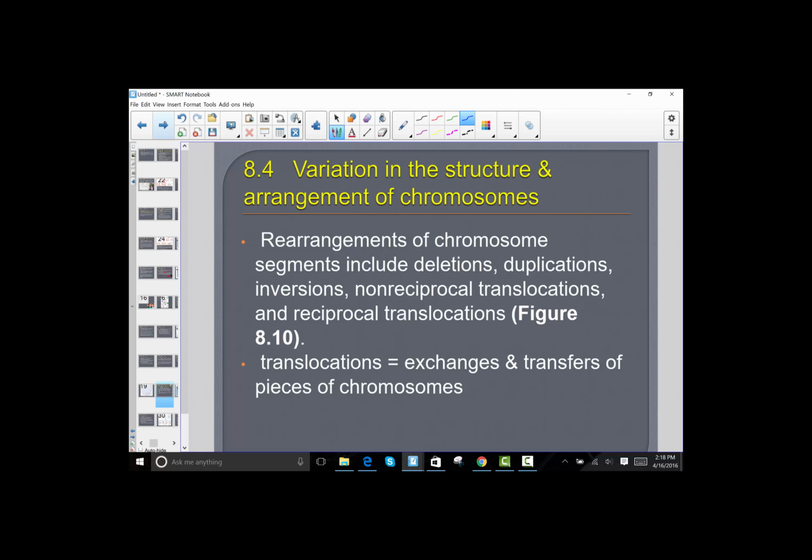All right, our next topic is going to be rearrangements of chromosomes. We're actually going to look at these individually: deletions, duplications, inversions, non-reciprocal translocations, and reciprocal translocations. Before we go any further, I'm pretty sure you understand what deletions and duplications mean, maybe not so much inversions. But let's define what a translocation is. A translocation is an exchange and transfer of pieces of chromosomes. So these are segments of a chromosome that are exchanged or transferred between individual chromosomes.